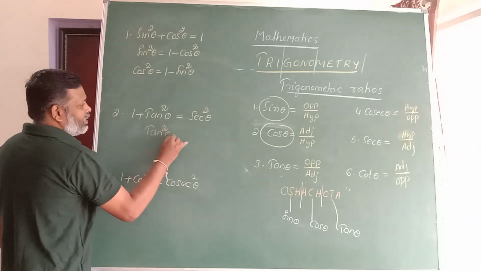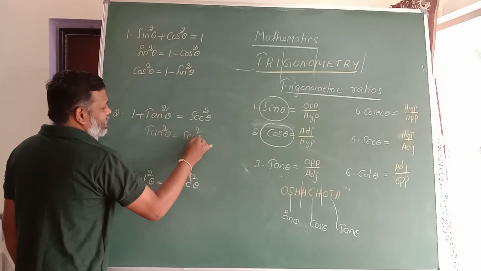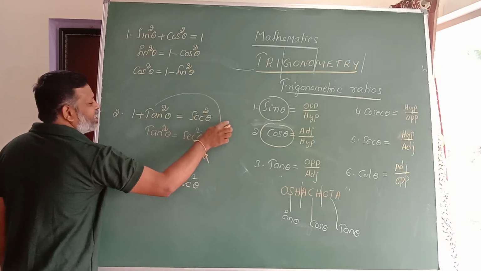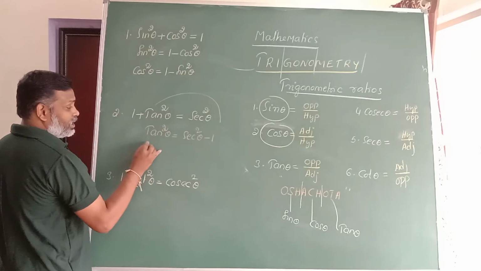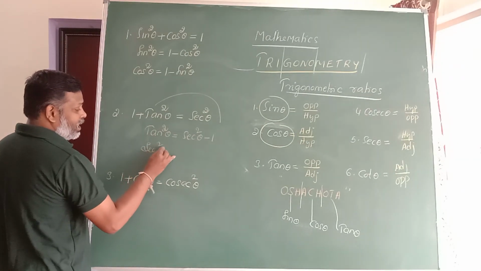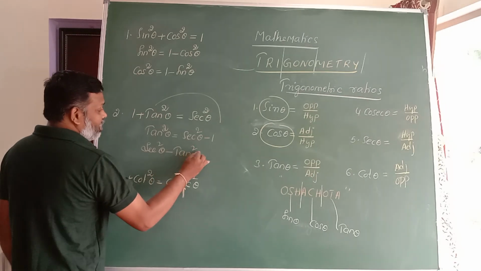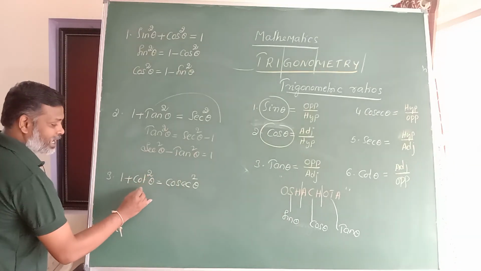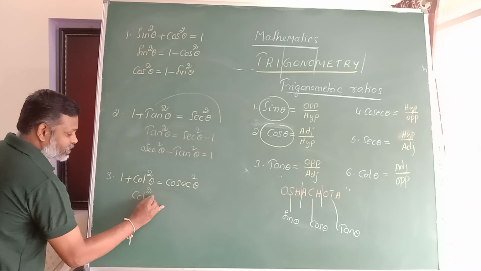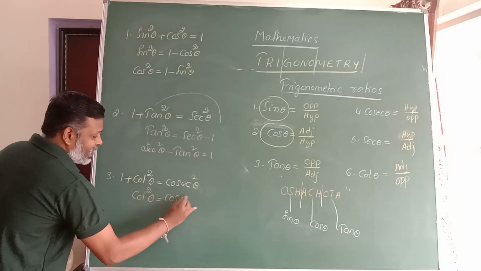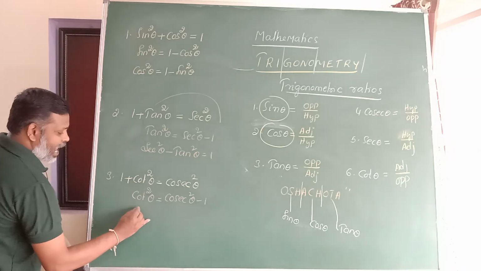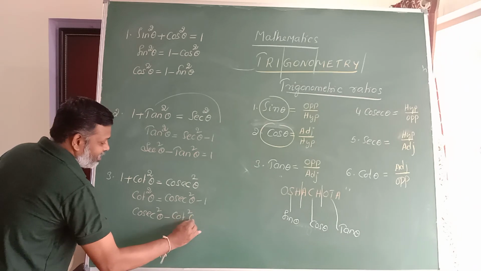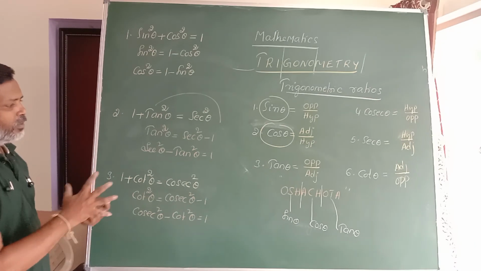Tan square theta is equal to secant square theta minus 1, and if you transfer this, secant square theta minus tan square theta, you will get 1. That is, secant square theta minus tan square theta is always equal to 1. And the last thing is 1 plus cot square theta is cosecant square theta. Then what happens here? Cot square theta is equal to cosecant square theta minus 1, and cosecant square theta minus cot square theta is always equal to 1. This is very important.